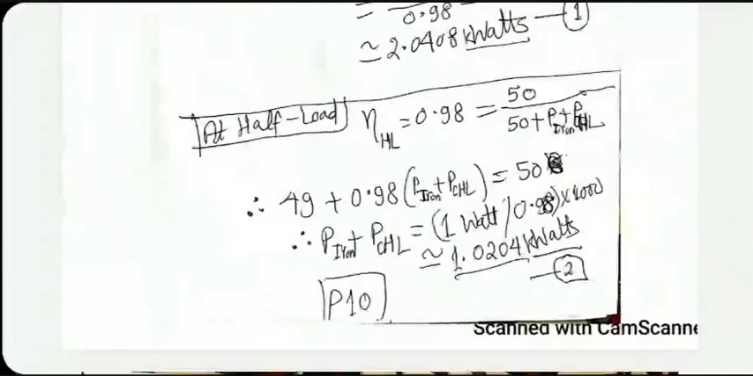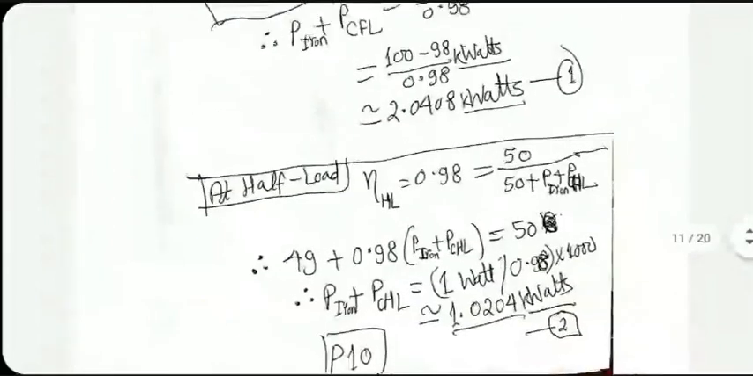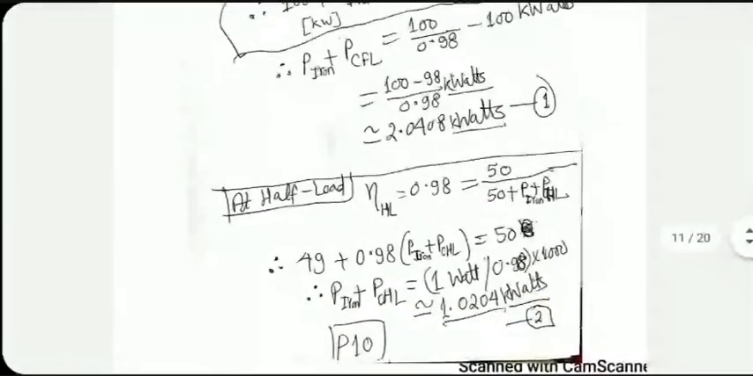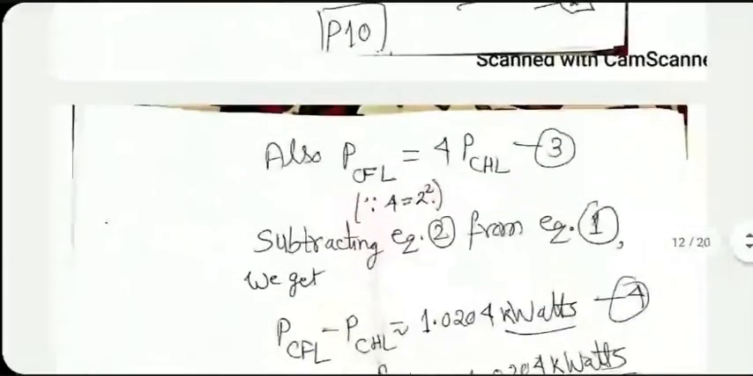They want all the losses. Three losses are there and only two equations are there. We need one more equation. What are the three losses? P iron, PCFL and PCHL. The third equation is simply obtained by knowing that at half load, the copper loss will be 1/4 of the full load value.